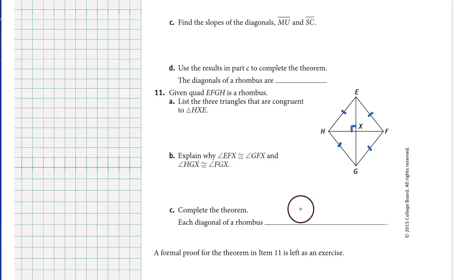One thing we could say is that the diagonals of the rhombus are perpendicular to each other. Another thing we notice is that this is equal to this, and that this length is equal to this length. We could say that each diagonal of a rhombus bisects the other diagonal. These properties or theorems about a rhombus allow us to answer questions about rhombuses.